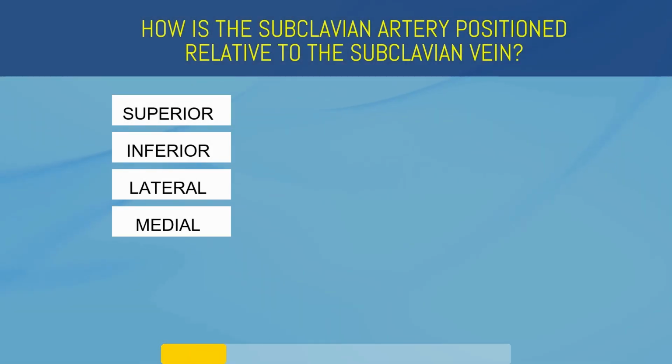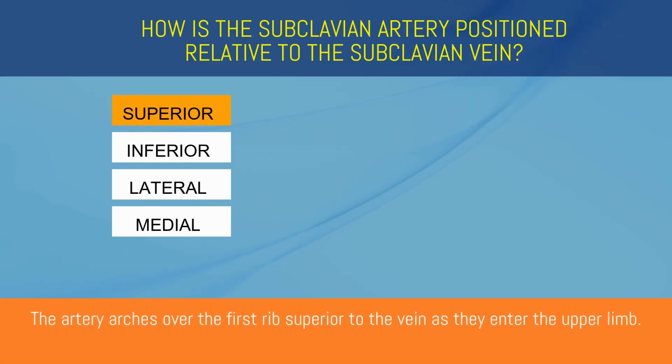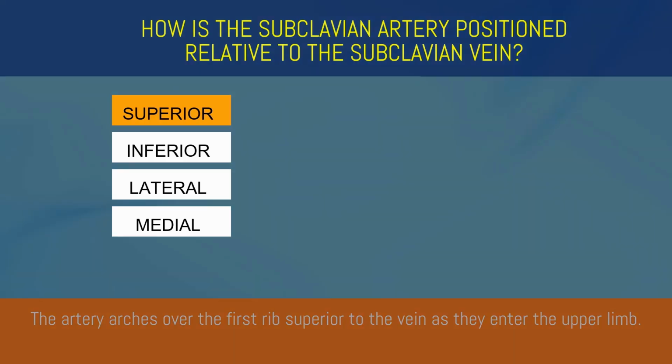How is the subclavian artery positioned relative to the subclavian vein? Superior, inferior, lateral, or medial? Superior. The artery arches over the first rib superior to the vein as they enter the upper limb.